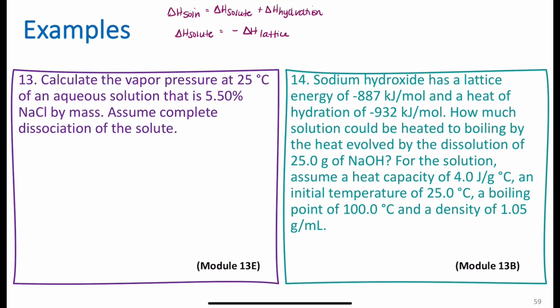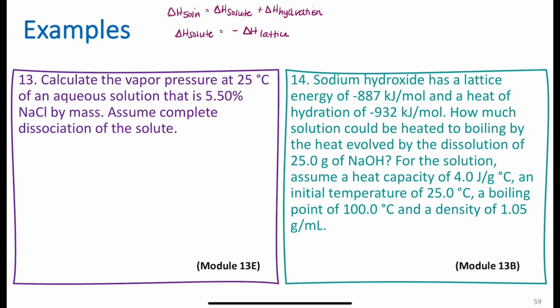The delta H of the solute will be opposite of that because delta H of solute is the energy required to break apart the sodium ions from the hydroxide ions. So it's going to be completely the same numerical value, but the opposite sign. In this case, lattice energy would be negative. This delta H solute will be positive. It's going to take energy to break that stuff apart.